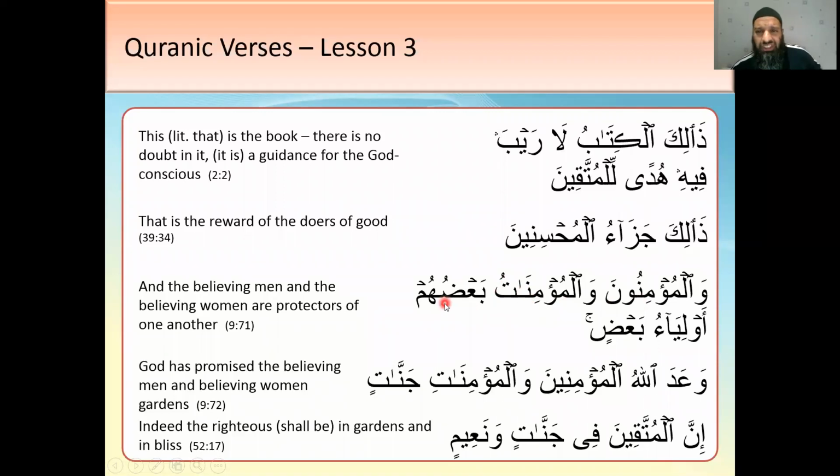بَعْضُهُم, we've not done this yet. بَعْضُهُم, it's an Urdu word as well. Ba'az, we say ba'az log. Some, like some of them. Awliya'u, awliya, what's awliya? Wali. Friend, protector. We've not done that. Protectors. So some of them are protectors of others, of one another. So wal mu'minuna, the believing men, wal mu'minatu, and the believing women. Ba'duhum awliya'u ba'd. Some of them are protectors of one another. They are protectors of one another.